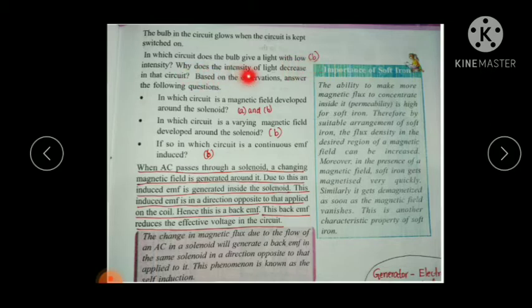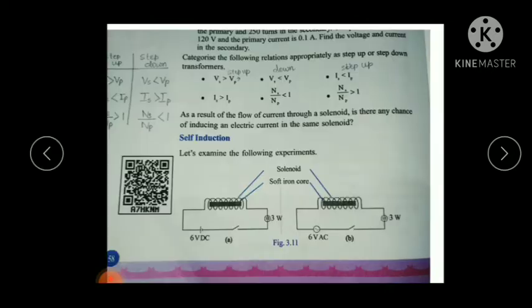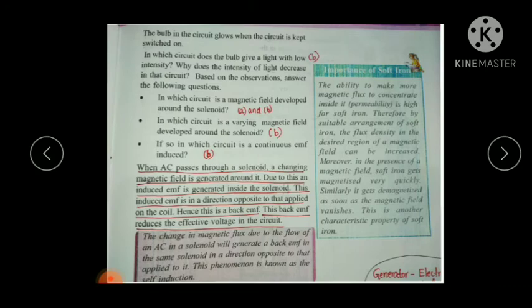Why does the intensity of light decrease in that circuit? Why does this bulb glow with low intensity? What will be the reason? Now let us see what is the reason. In which circuit is a magnetic field developed around the solenoid?